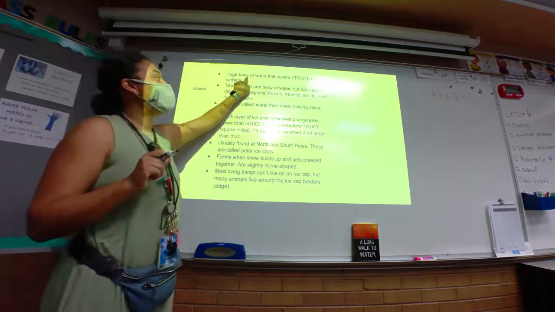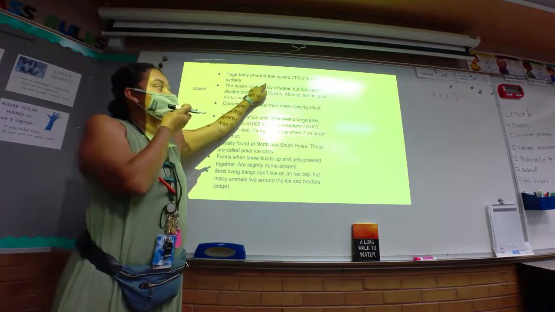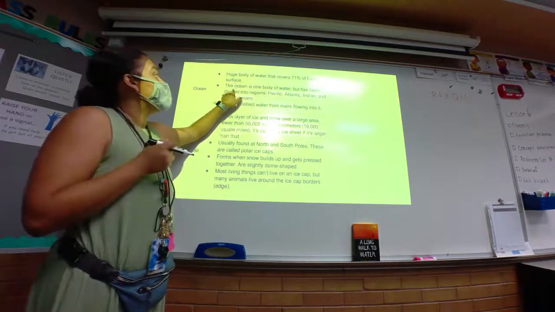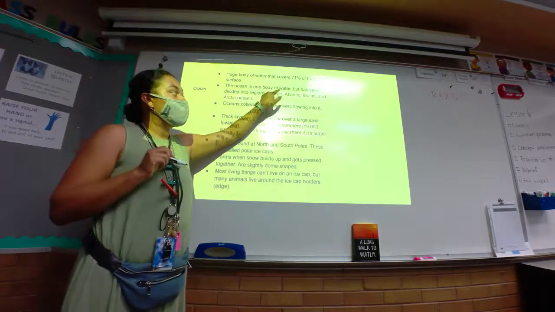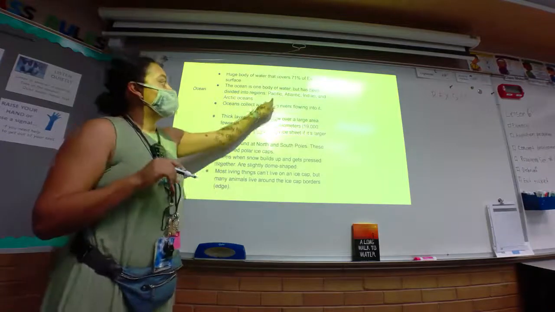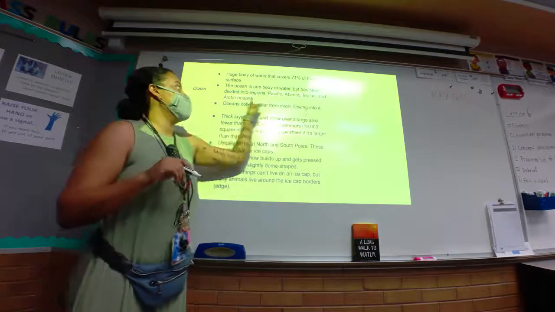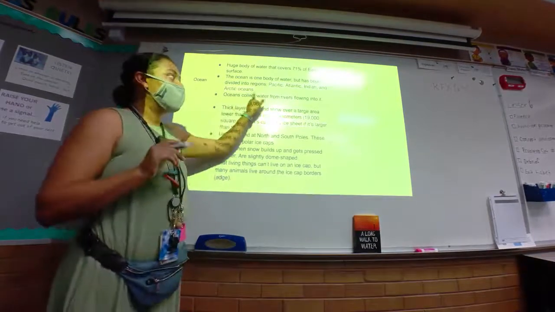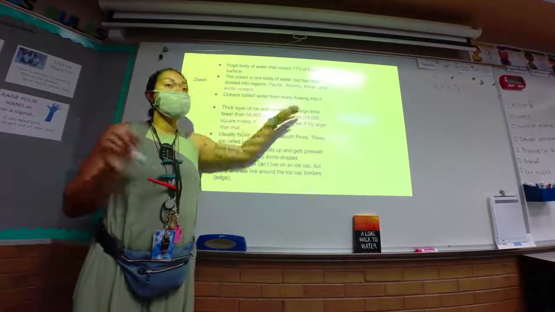It is a huge body of water that covers 71% of Earth's surface. The ocean is one body of water, but has been divided into regions. So the Pacific, Atlantic, Indian, and Arctic Oceans. Oceans collect water from rivers flowing into them.